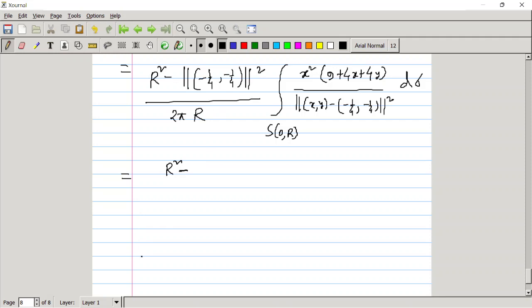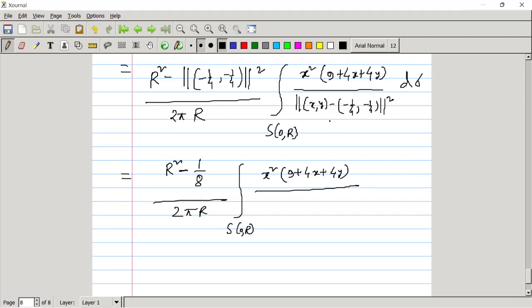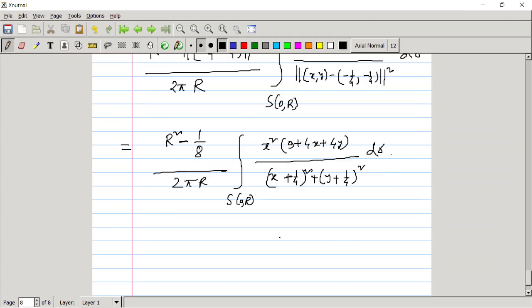This is square. So 2 by 16 means 1 by 8, by 2 pi r integral s, the s means on the boundary. Okay, everything is calculating on the boundary. 4x plus 4y by this distance, you know, x plus 1 by 4 whole square plus y plus 1 by 4 whole square. Is not it? Is it okay? This norm thing. Yes, sir, correct. Okay.